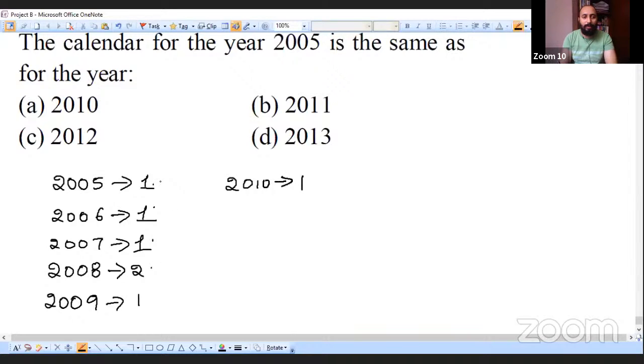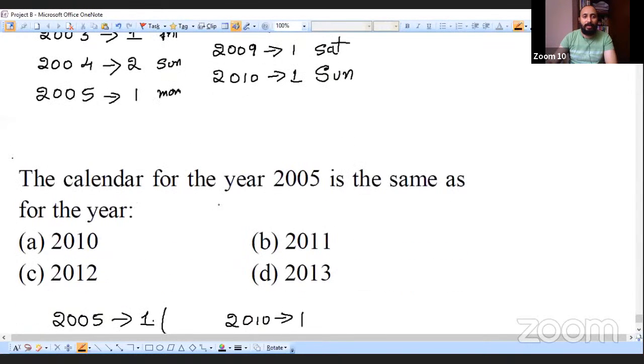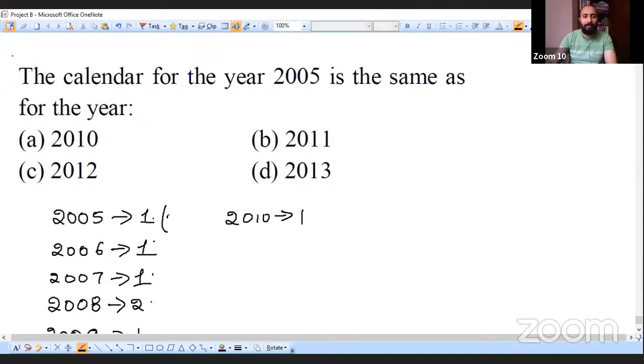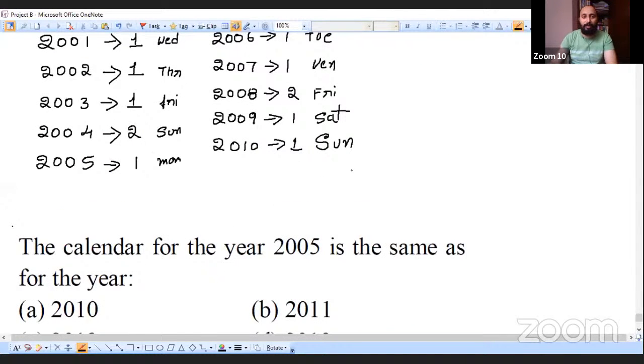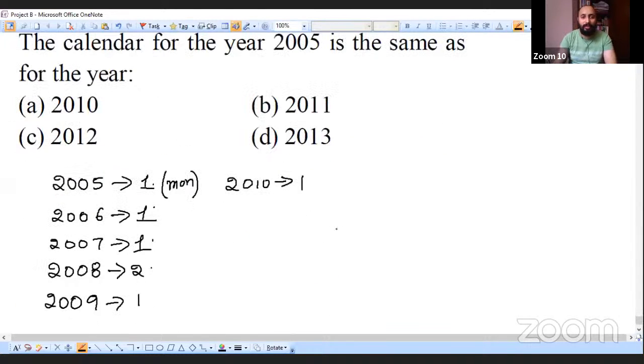Are you getting it? So 2005, what day was it starting? Just now we wrote 2005. It is Monday, correct? So 2010 was Sunday for us. 2005 it was Monday. 2010 it was Sunday. So the same calendar means 2011, it will be Monday again. Is that clear?